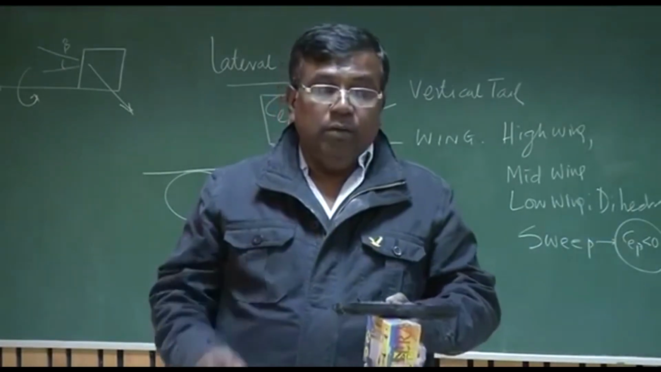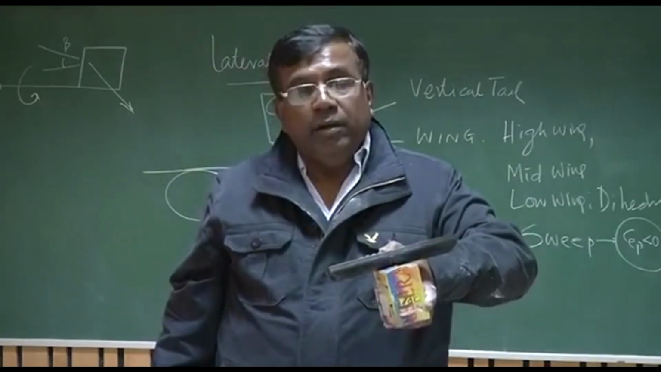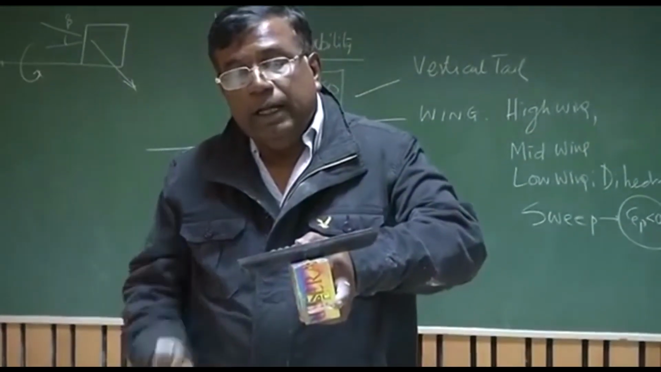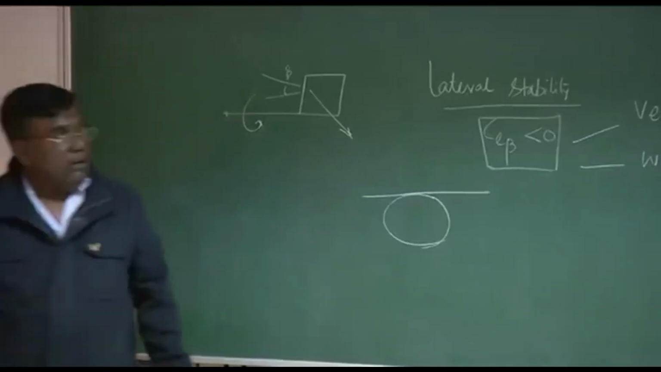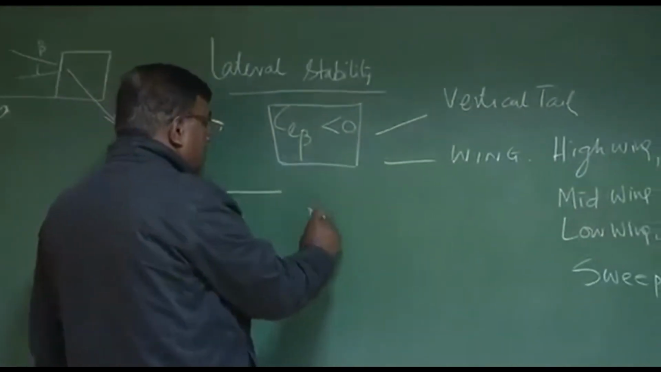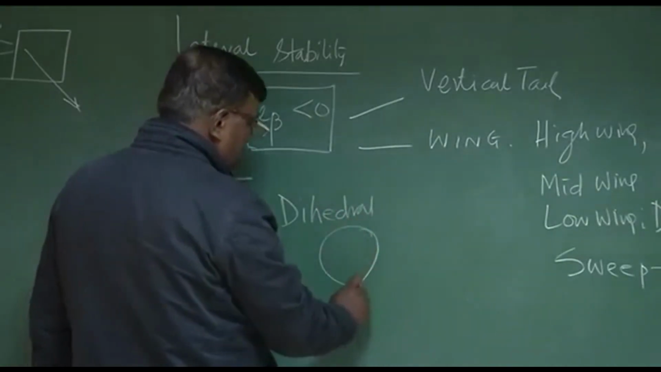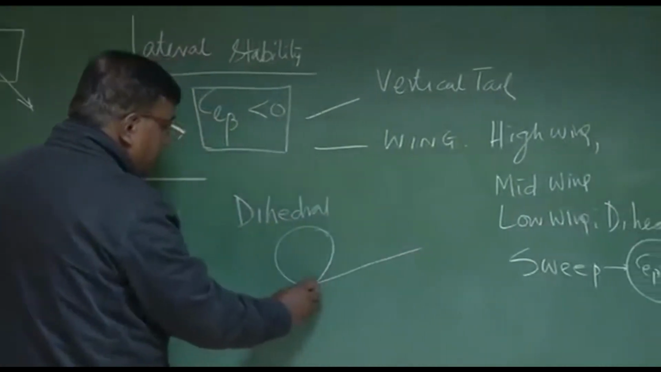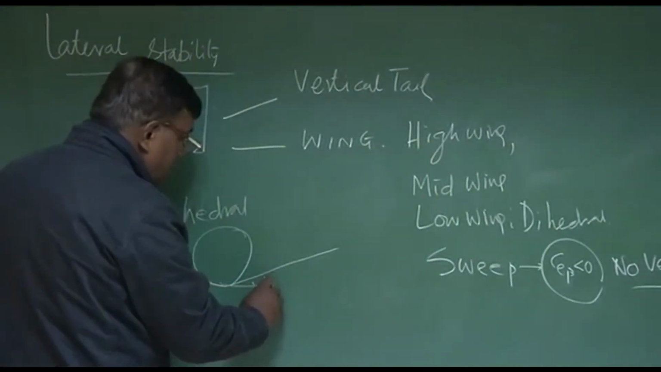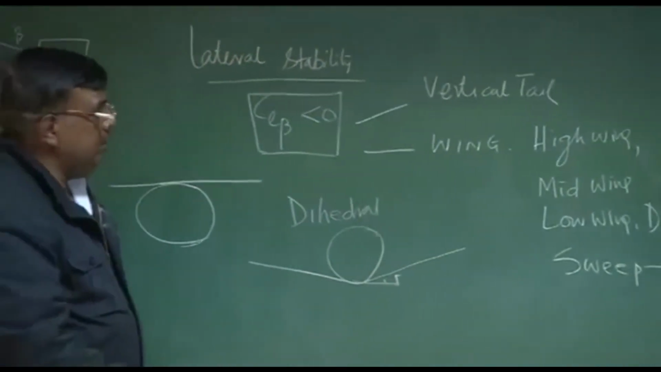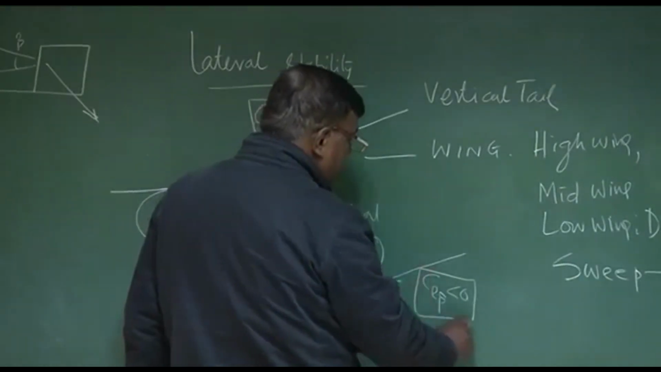Please understand, we give a phi disturbance to check lateral stability, and because of phi, there is a beta introduced, and the high wing will give a CL beta negative like the vertical tail. We have also seen something called dihedral. If this is a low wing, it does not give much lateral stability. But if you give a dihedral here, then you can get CL beta less than 0. This is also extremely important.